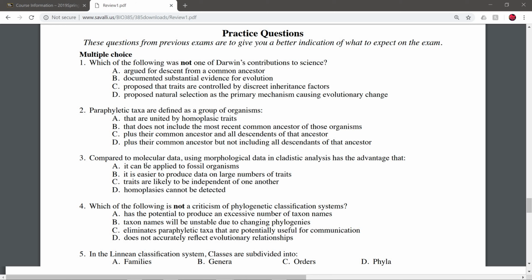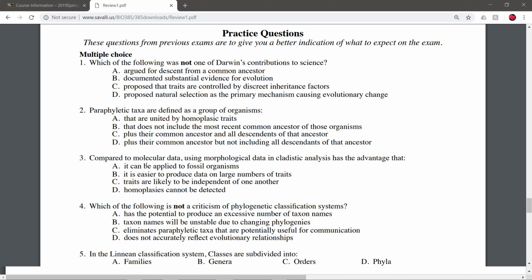So morphological has the advantage that it can be applied to fossil organisms. That's correct. It's generally much harder to produce morphological data. So B is actually not correct. So ignore what I just said. I'll be curious to see which one I marked when I marked this.